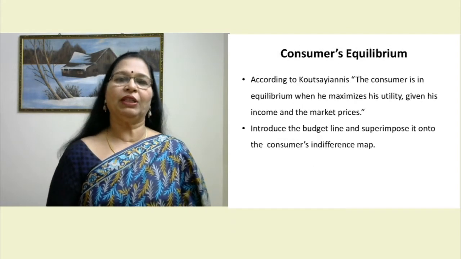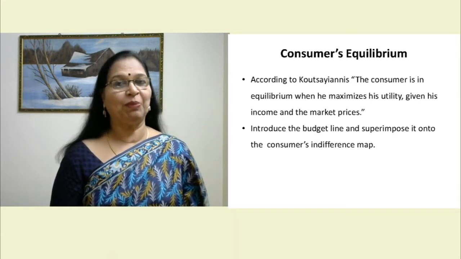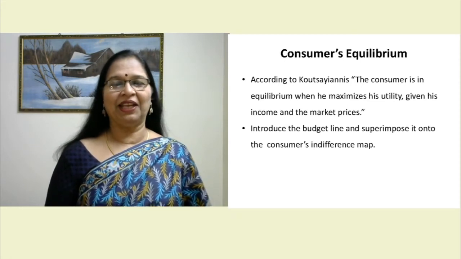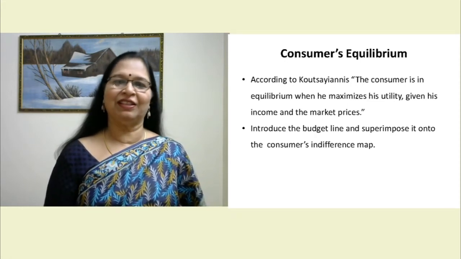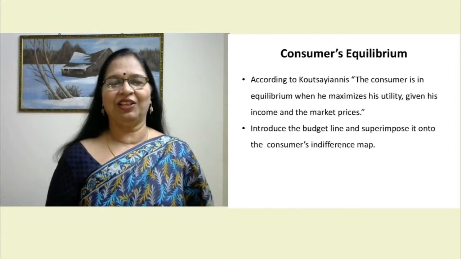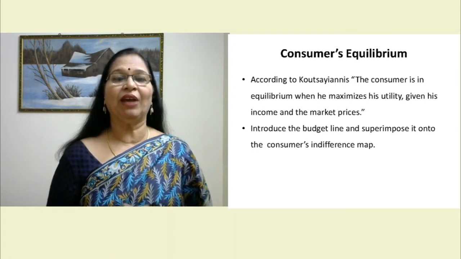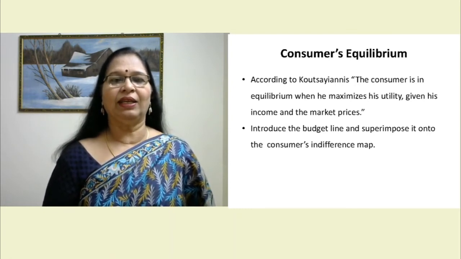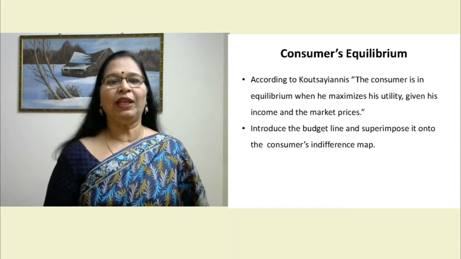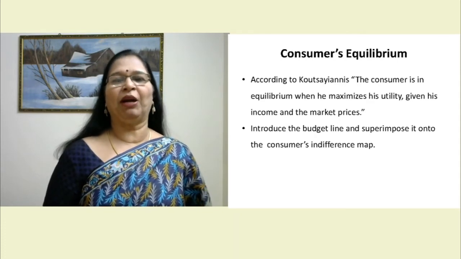Now we come to another important part of indifference curve analysis. We now have to explain how a consumer attains equilibrium using prices and income, the indifference curve and the budget line. All of that together, we will have to learn how to reach the consumer's equilibrium. To study the consumer's equilibrium, we have Koutsoyiannis, and in her book she says the consumer is in equilibrium when he maximizes his utility given his income and market prices.